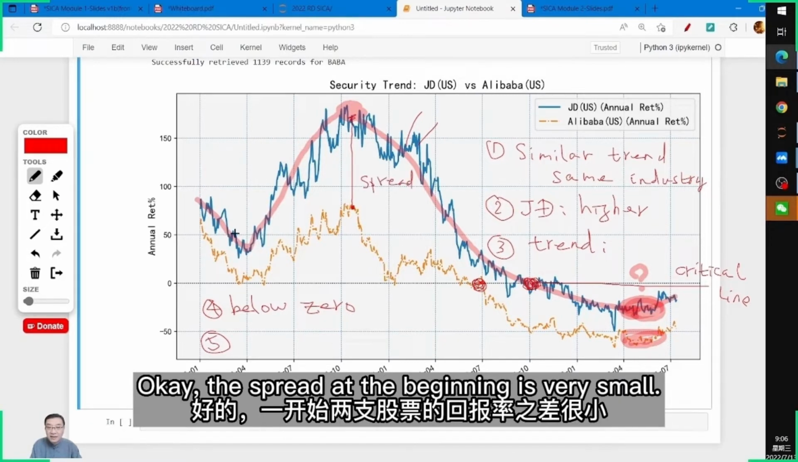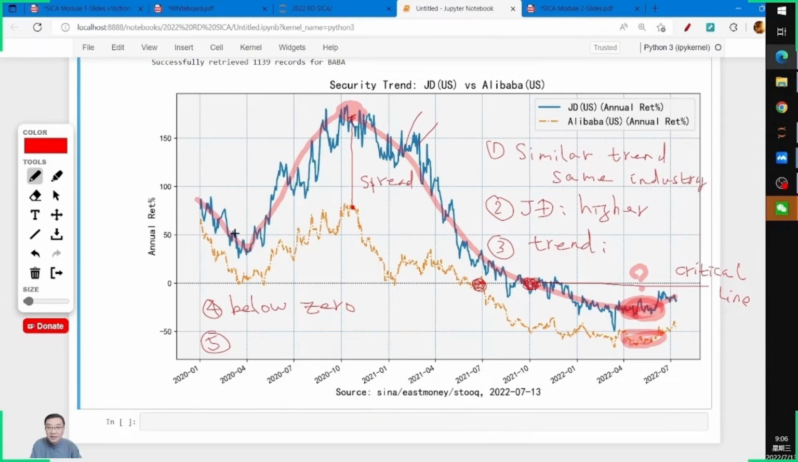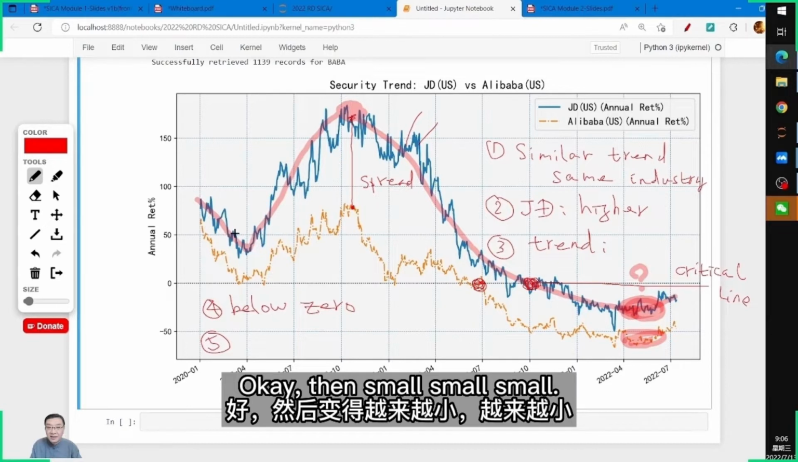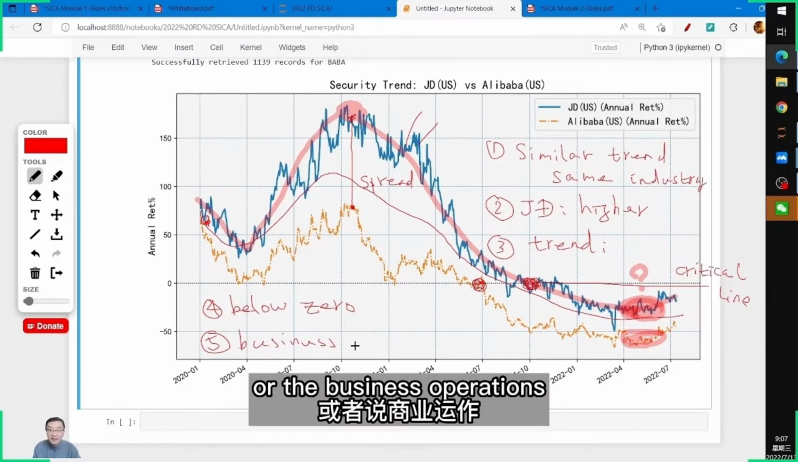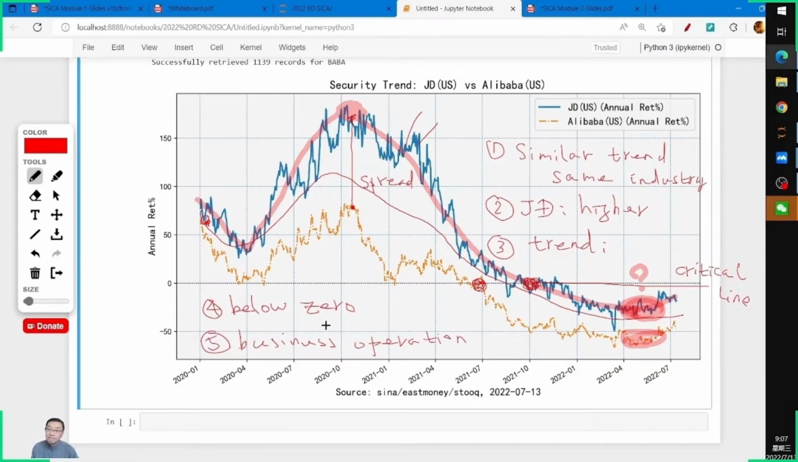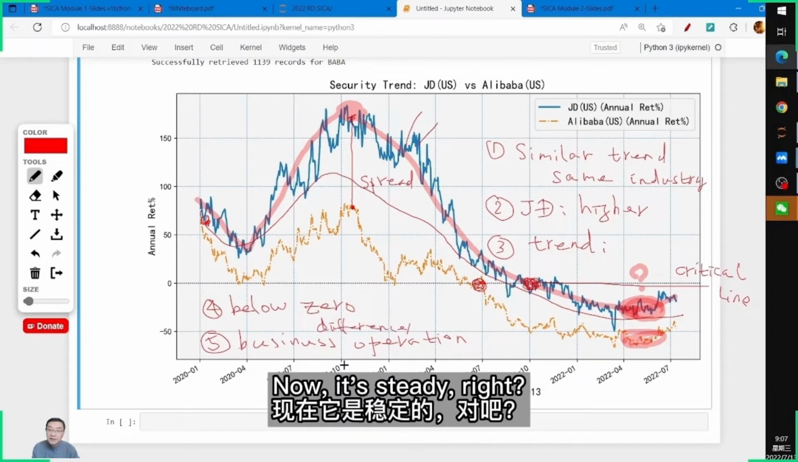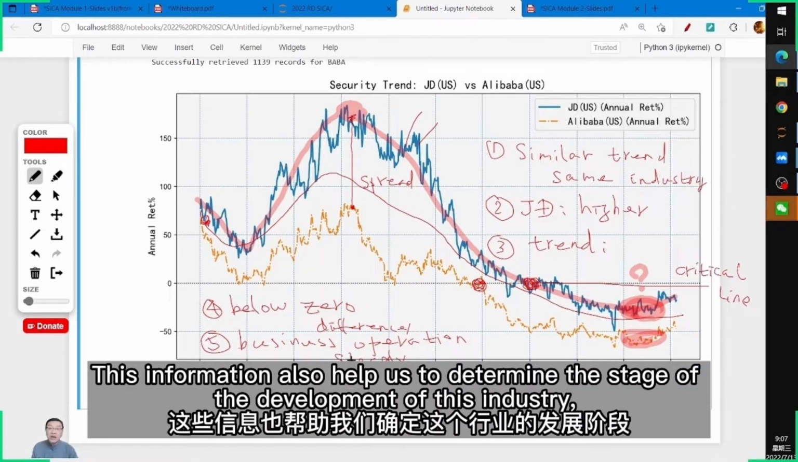The spread at the beginning is very small, and then getting bigger and bigger and bigger. Okay, then small, steady now. So this means the business situations, the business operations, or the business performance between these two companies, looking at their differences, is now steady, right? It's steady. This information also helps us to determine the stage of the development of this industry.